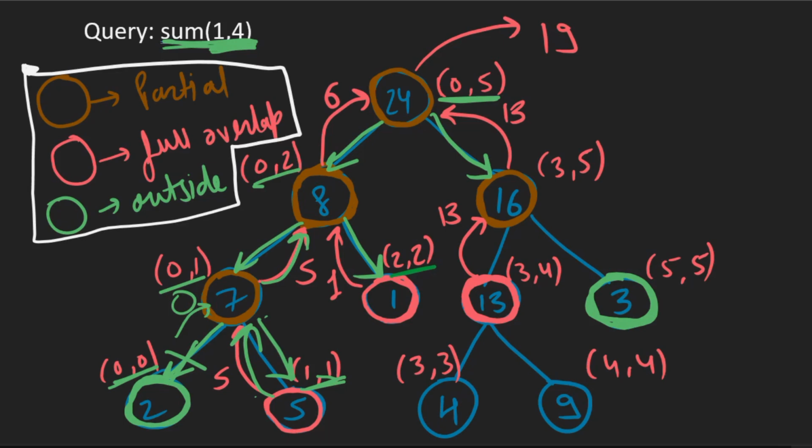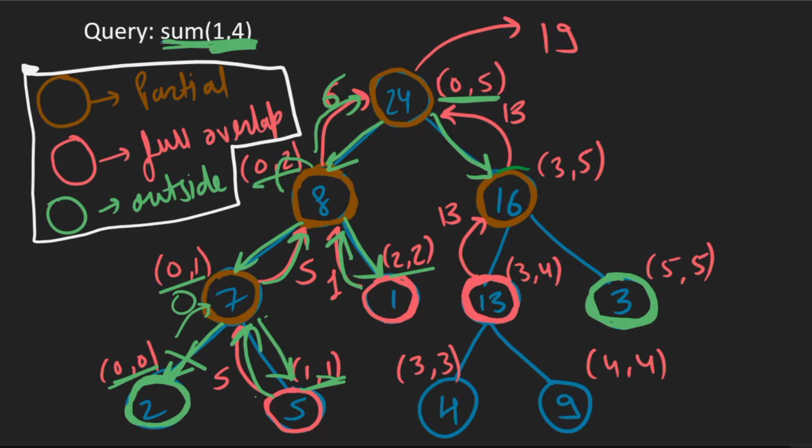The range of the right child was 2 comma 2. So 2 comma 2 is fully overlapping with the query range, that is 1 comma 4. So it will also return its value, that is 1. So 5 will be returned from the left child, 1 will be returned from the right child to this node. So now this node will return 6, that is left plus right, 5 plus 1, 6. So it will return 6 to this node.